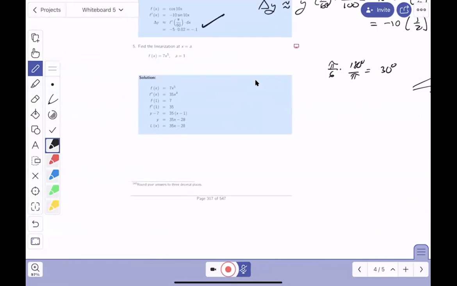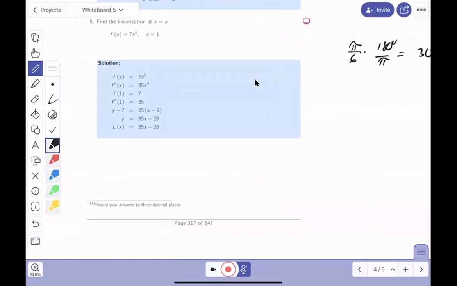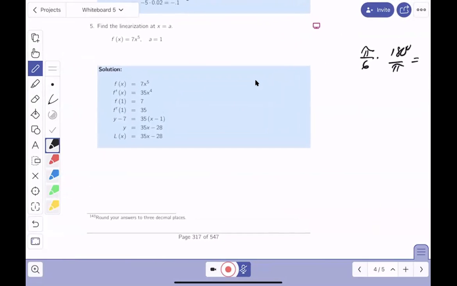Let's go to 5. Now 5 is really probably the simplest question in the set. They want to find a linearization. And linearization is really the equation of a tangent line. So let's write this down. So I'm going to put the linearization down for this. And yeah, I know what f of x is.